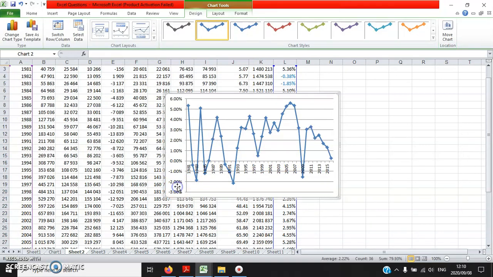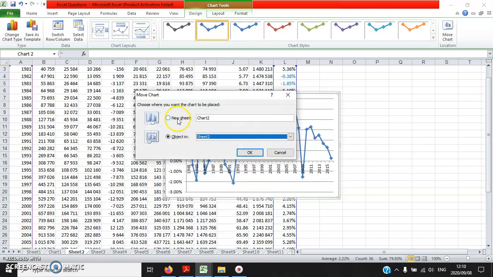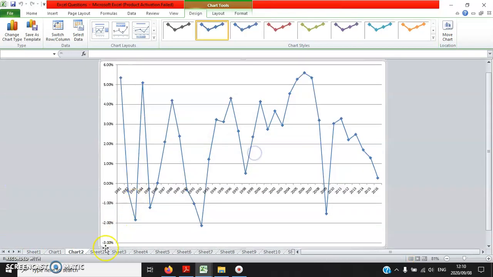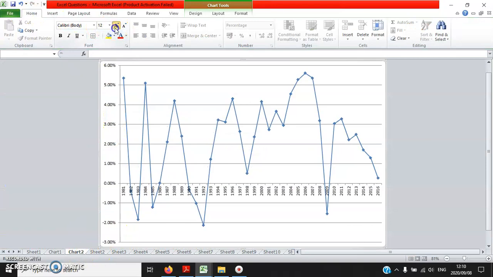Again, right-click outside the plot area. You want to move the chart, appearing as a new sheet of its own. Chart 2, I think I buy this suggestion by Excel. Okay, so I just want to increase the font size.